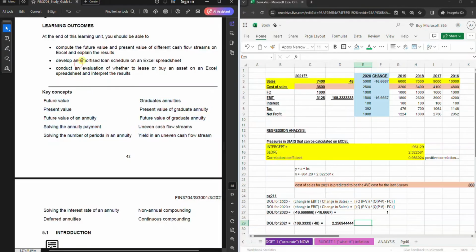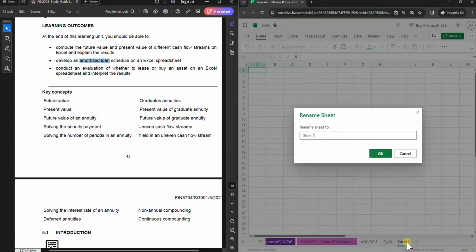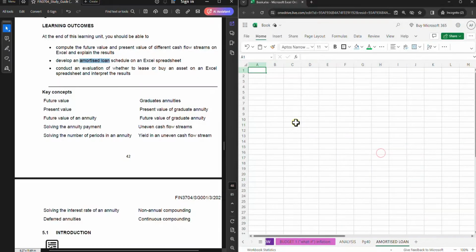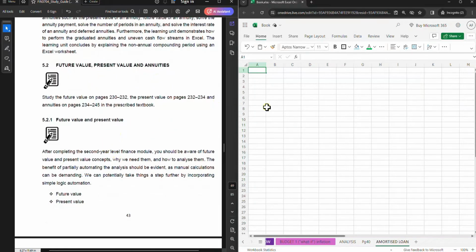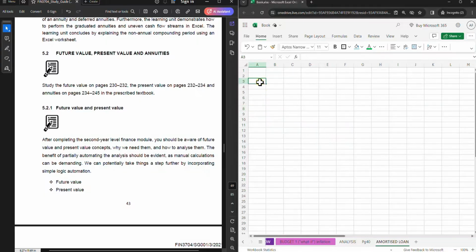So the first one is just look at amortized loan. I'm going to show you how to do that. Okay. All right, an amortized loan is just a loan agreement, okay, where you have a particular bond that you're paying off. All right, future value, present value, and annuities. Let me show you this. All right, with time value of money, it's very simple. You can do all these workings. So let's just do one example.